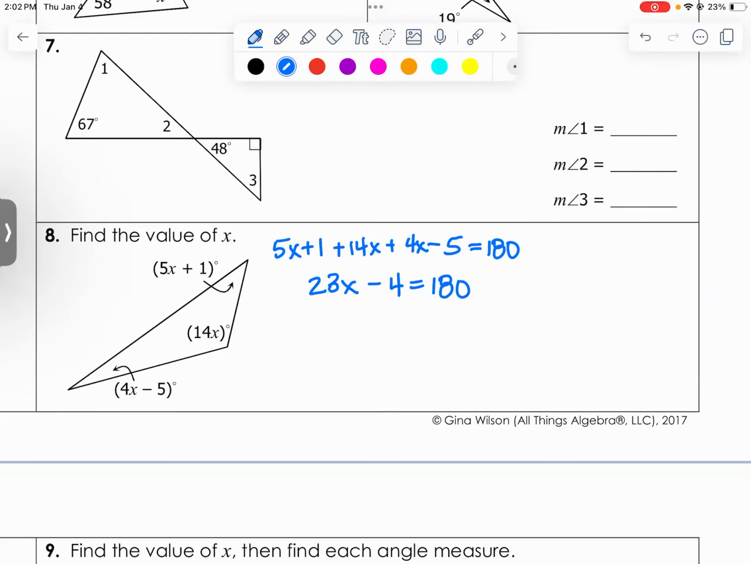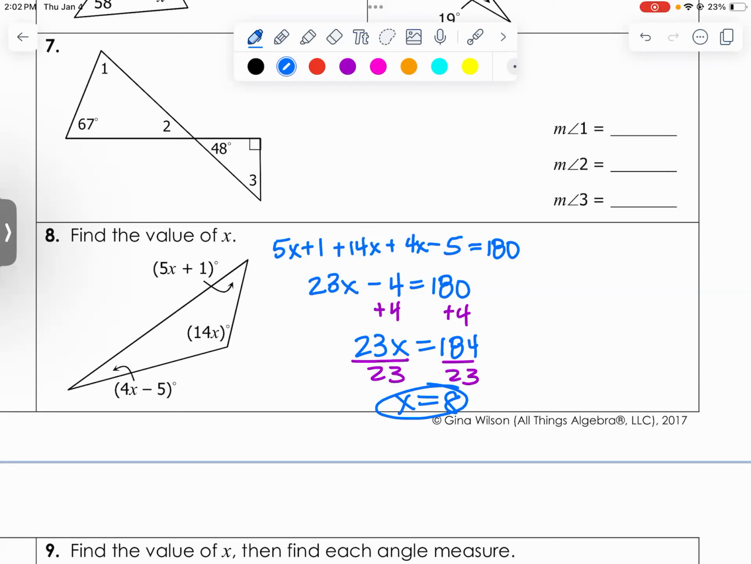Add 4. So we have 23x equals 184. Just get it over with. Rip the Band-Aid. And then we would have to divide by 23 to get x is 8.